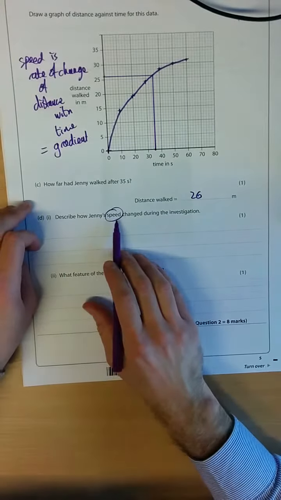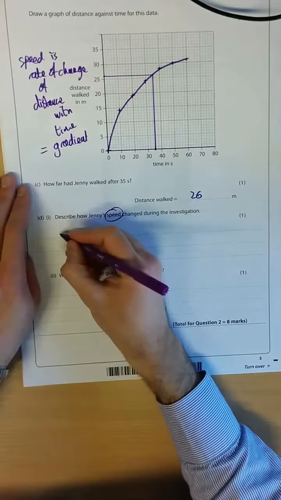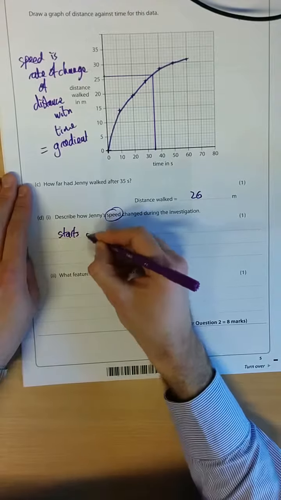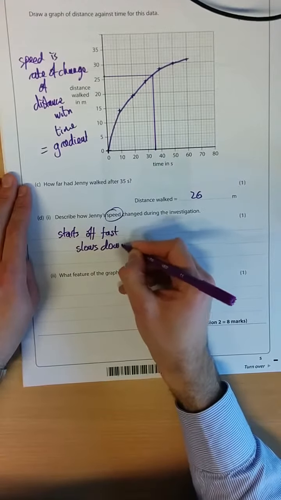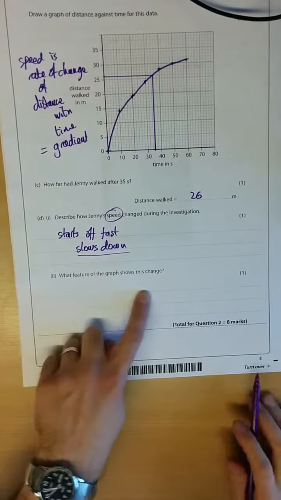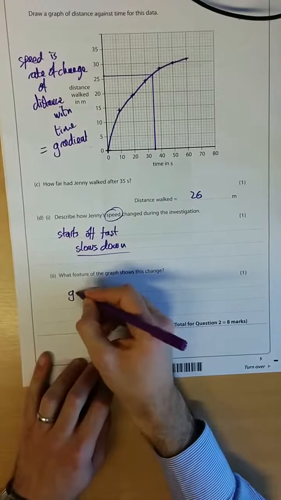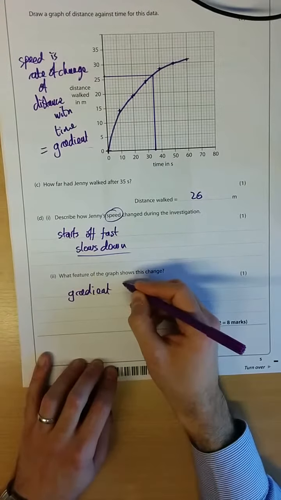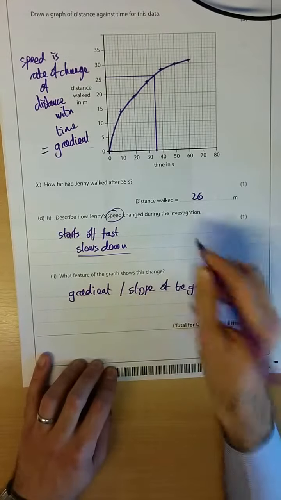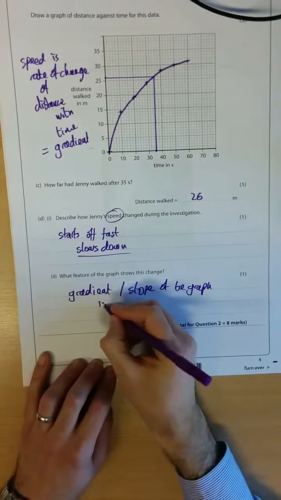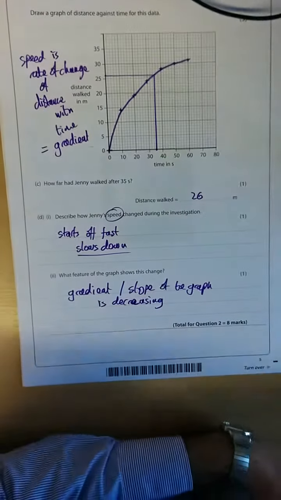So describe how Jenny's speed changed during the investigation. She starts off fast and then she slows down. Slows down is the important thing. What feature of the graph shows this change? Well, we've already said that the gradient or the slope of the graph, and that slope is decreasing. The gradient or the slope of the graph is decreasing.